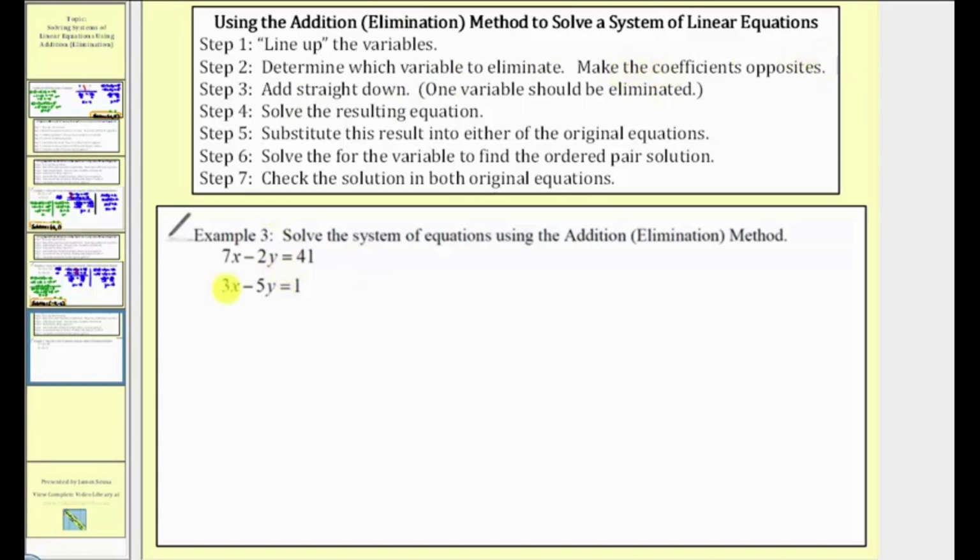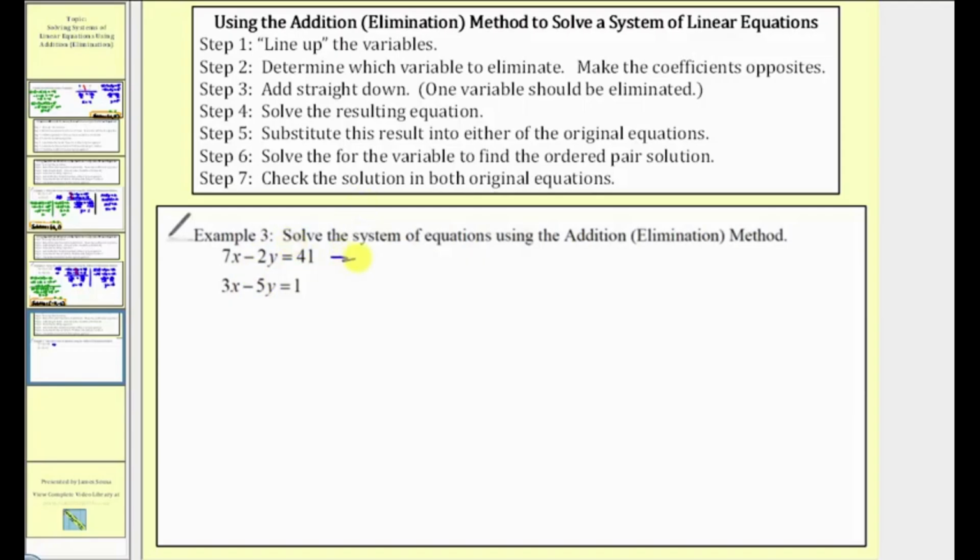Looking at the x terms, because the least common multiple of 3 and 7 is 21, to eliminate x, we'd have to make one of the coefficients positive 21 and the other negative 21. Looking at the y terms, because the least common multiple of 2 and 5 is 10, to eliminate the y terms, we have to have a coefficient of positive 10 for one term and negative 10 for the other. Let's eliminate the y terms.